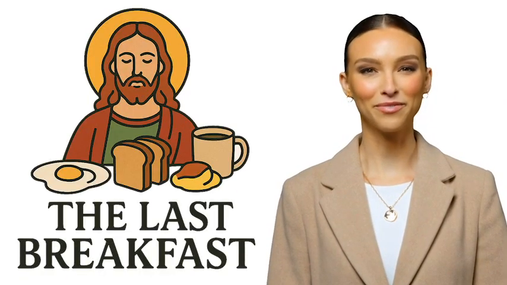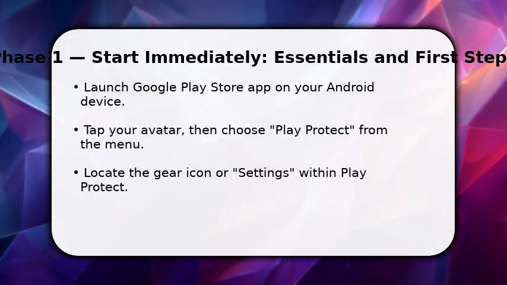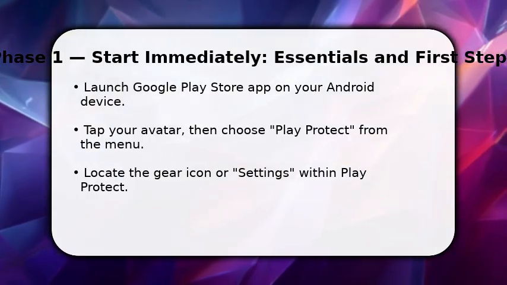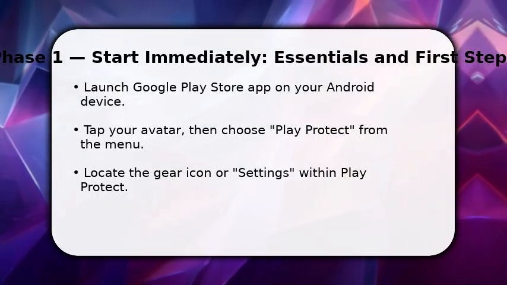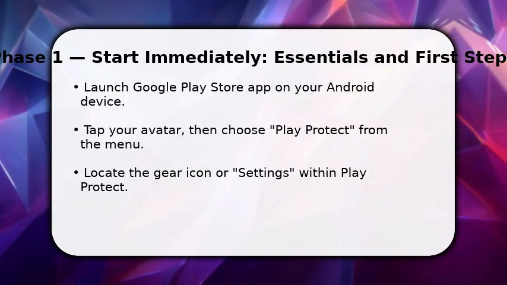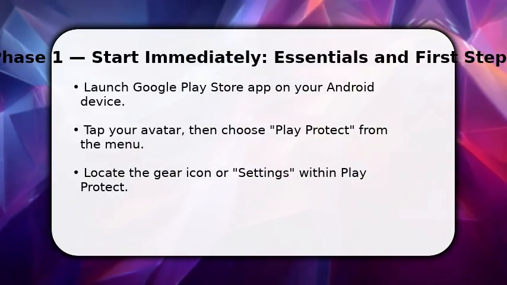Please enjoy the video. You start now by opening the Google Play Store on your device. Tap your profile avatar in the top right. This goes straight to account options. Once there, select Play Protect from the list so you land inside the scanning panel.